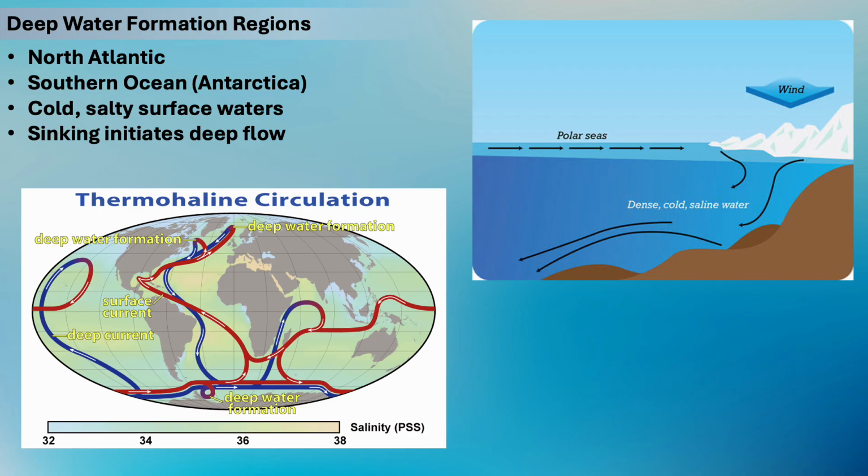It is critically important to remember deep water formation requires three things: strong cooling, high salinity, and limited freshwater dilution. When these conditions are met, sinking initiates deep ocean flow.